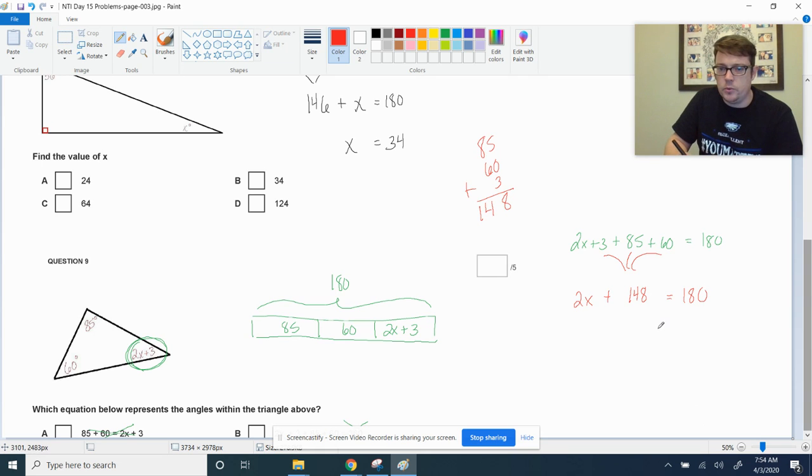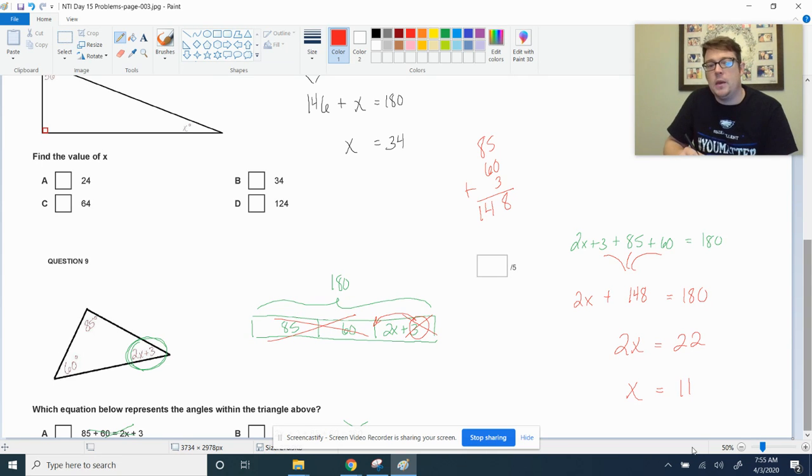And then we go through the solving process. If I took this little 3 section and added it with these over here, and then I took those out, and they were gone, and I'm left with 2x. What's left over is after that 148 is taken away from 180. So the 2x's are worth 22, because that's what 180 take away 148 is left over with. So we know that two x's are worth 22, so a single x must be worth half of that, or 11. And that's the answer that you're looking for on number 10.